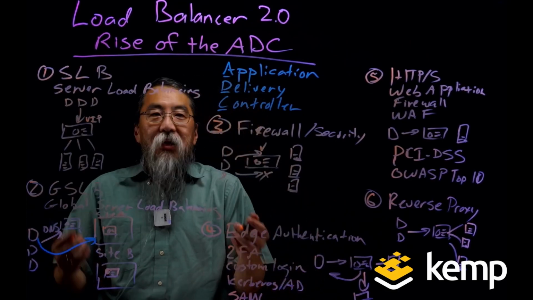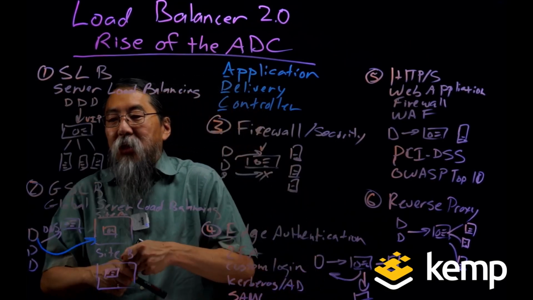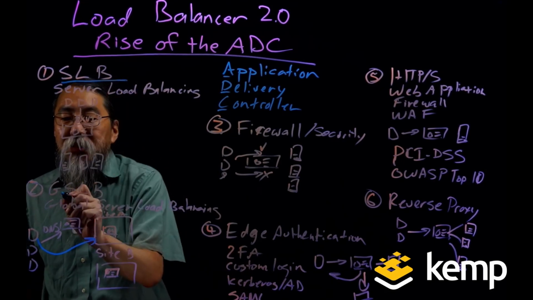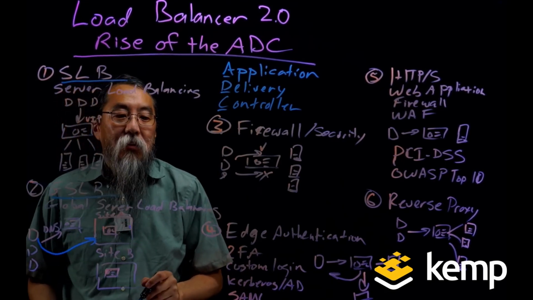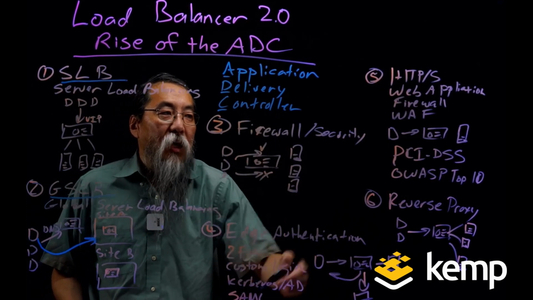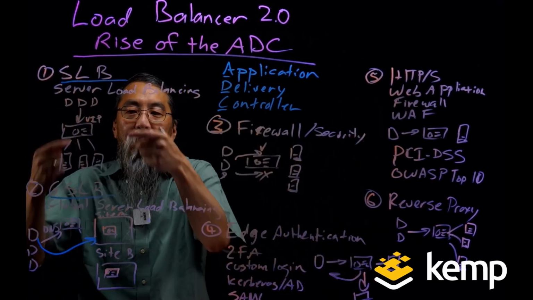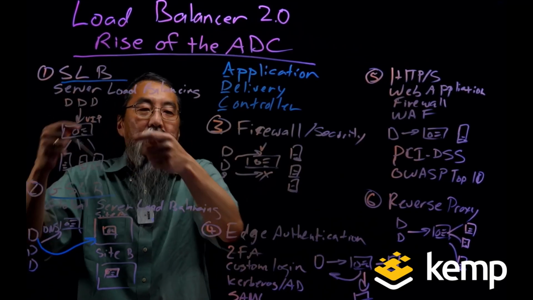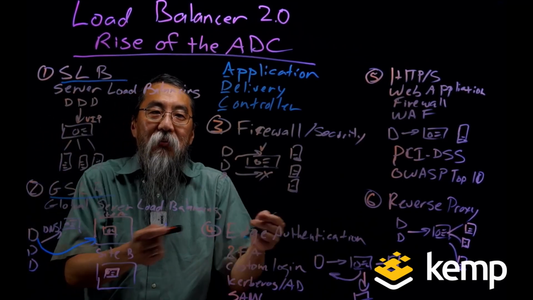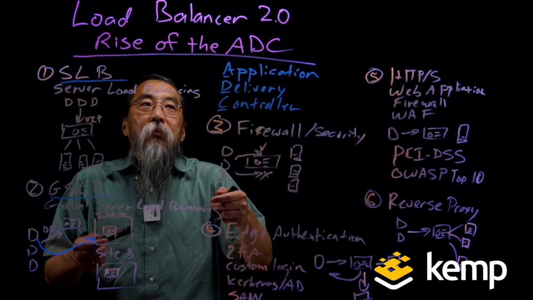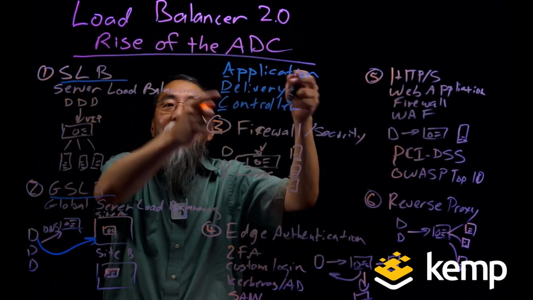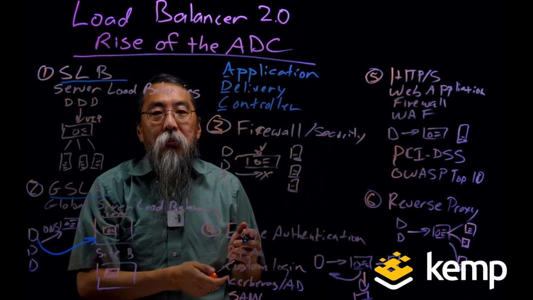So if we look at this again, our core technologies that we're talking about are server load balancing and global server load balancing. But we have all these other things that we can do because of the function and the placement of the load balancer in the network, in front of the application, between the clients and the applications. So therefore, we came up with the term ADC, Application Delivery Controller.